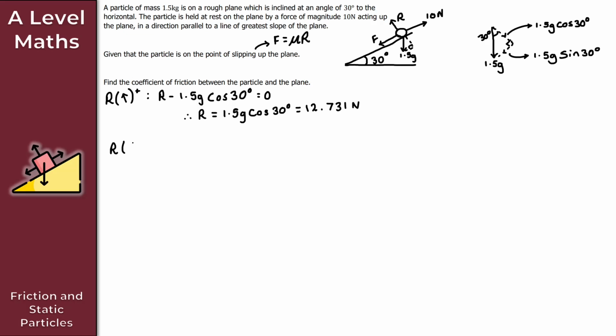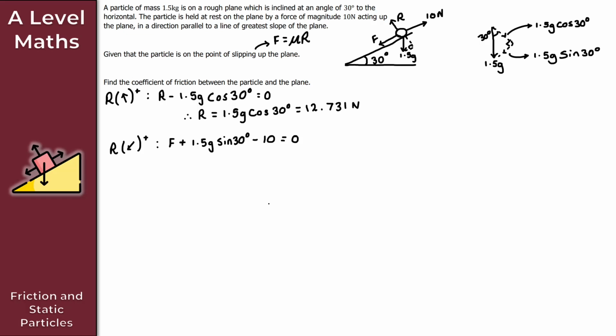So if we resolve parallel to the plane, taking downwards as positive, what do we get here? Well, I've got F going down the plane, and we also have this component of 1.5 g sine of 30 degrees. They're both positive because they're both acting down the plane. So 1.5 g sine of 30 degrees, like so. And what forces are acting in the opposite direction? Well, we just have this one force of 10 newtons acting up the plane. That's going to be minus 10. And this is equal to 0 here.